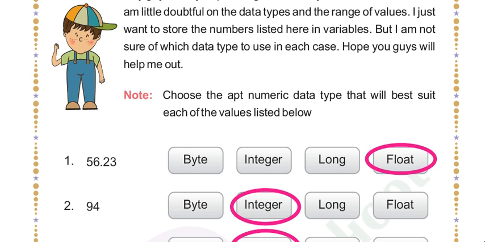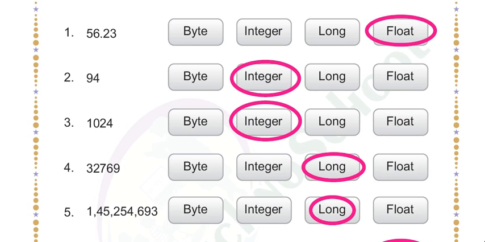Then third one, yes, this is also integer. Here also the decimal point is not there. Fourth one, this is long. Okay, then fifth also, yes, the data type is long.